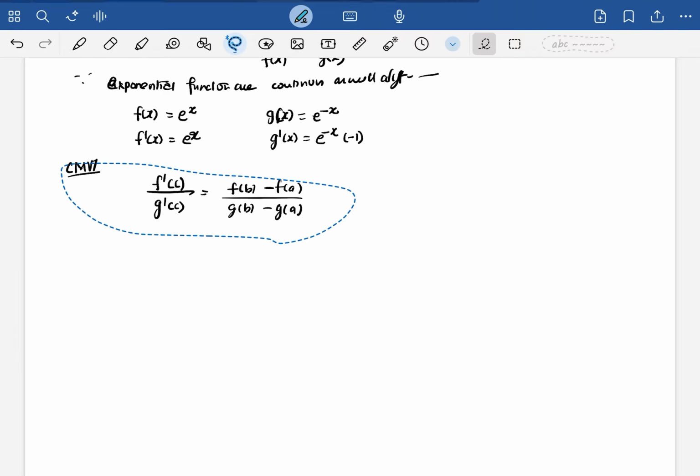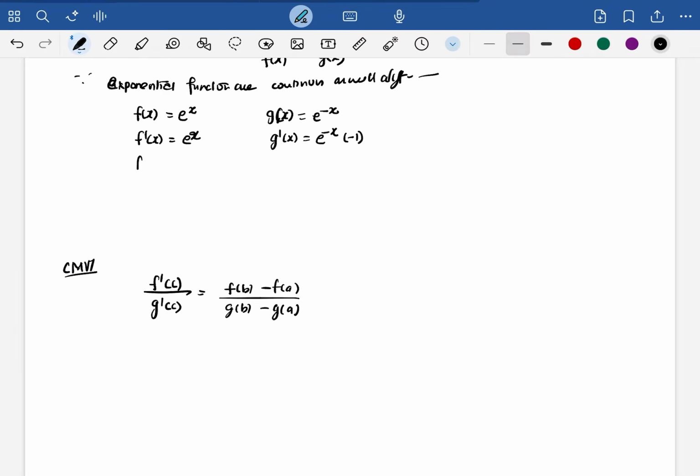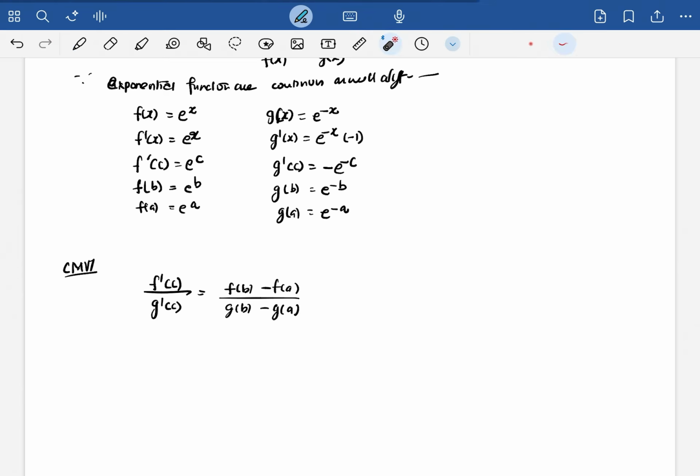So before calculating this, let me make it easy for you. We will be needing f dash c. So can we say it is e to the power c, and g dash c is nothing but minus e to the power minus c. Clear? And let us simultaneously calculate f of b. So f of b is nothing but e to the power b, f of a is nothing but e to the power a, g of b is nothing but e to the power minus b, g of a is nothing but e to the power minus a. What we did, we just substituted the values in these functions.